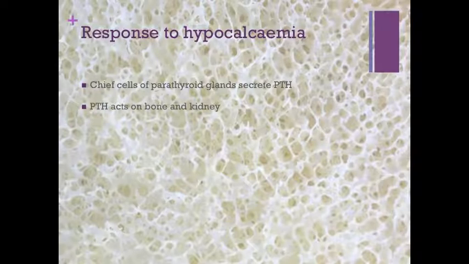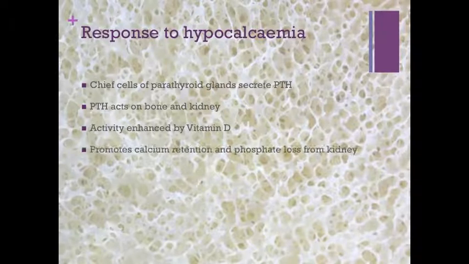PTH acts on bone and kidney to increase the retention and liberation of calcium. The effects on the bone are enhanced by vitamin D, which is associated with a rise in plasma alkaline phosphatase. At the kidney level, PTH acts on the tubules to promote calcium retention, while simultaneously enhancing phosphate loss.